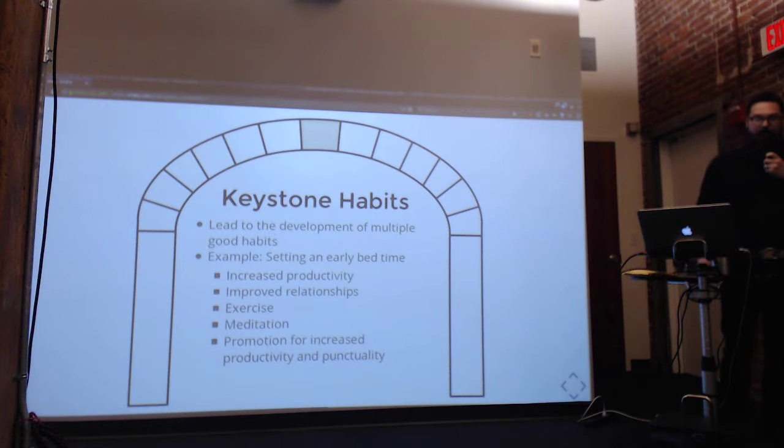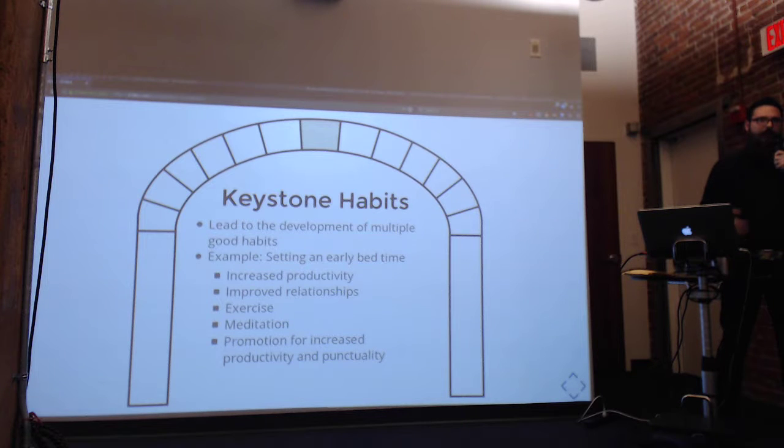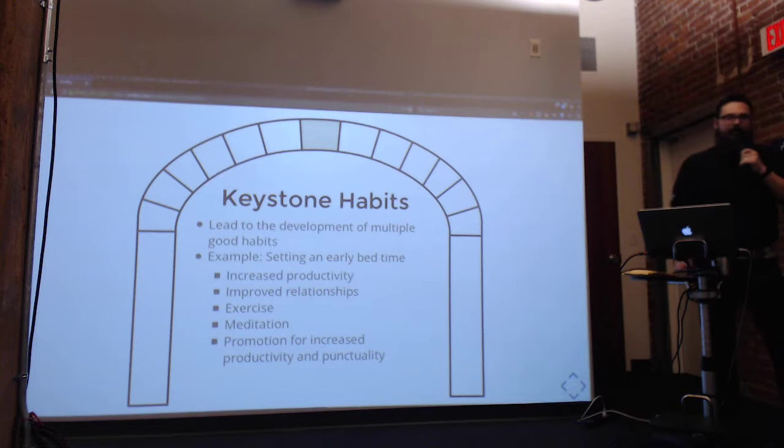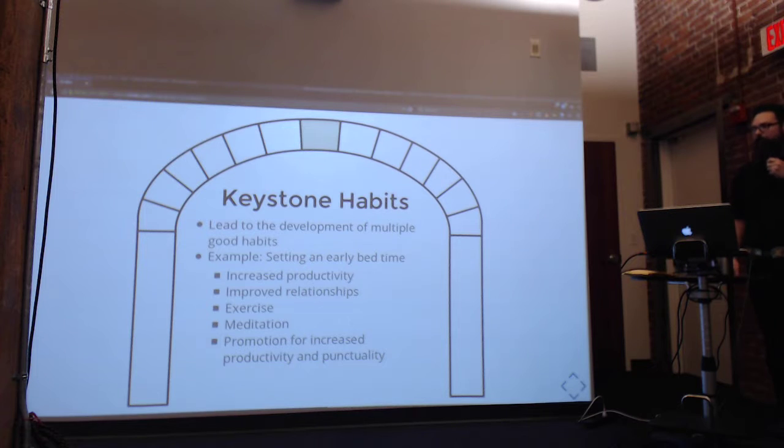Let's talk about Keystone habits. By the way, the thing that I talked about before, you can also use to develop new, positive habits, if you want to associate something that you know will be a trigger. So one thing that I've done, for example, is leave my shoes and exercise clothes out, and I'll be more likely to exercise after that. Keystone habits are habits that lead to the development of multiple good habits. One example is setting an early bedtime. You'll get increased productivity because you're sleeping better.